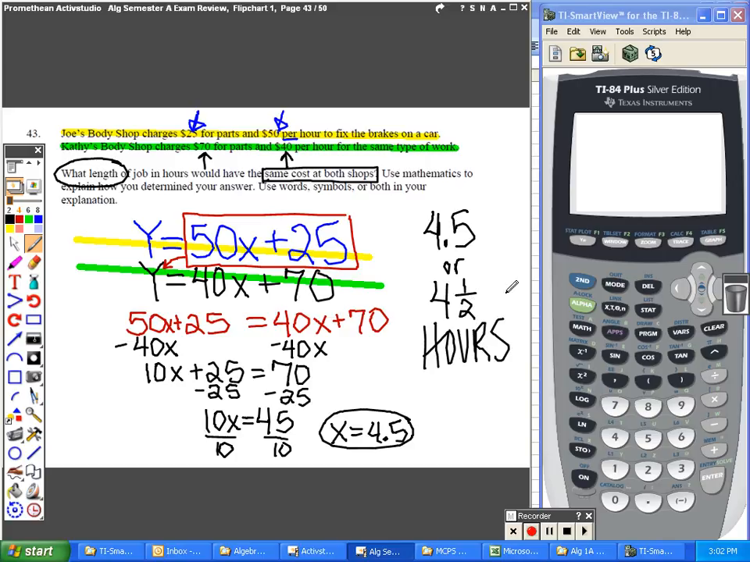hours. And just as a hint, x values are very often time. If you're not sure, y values are very often money. x values are very often time.